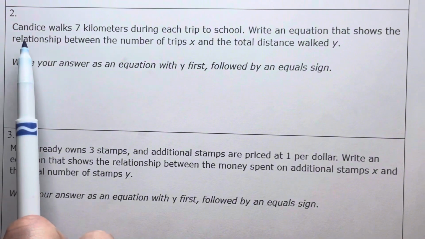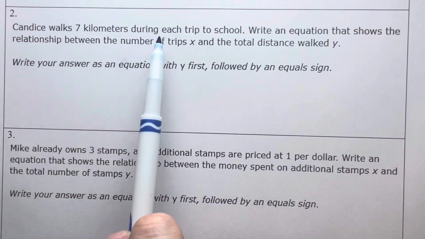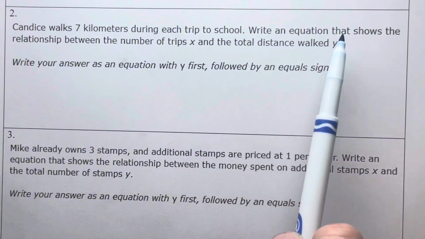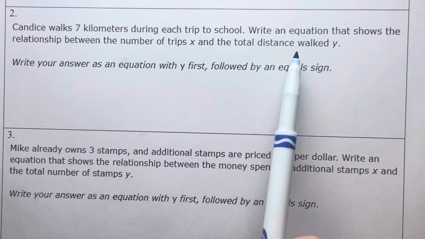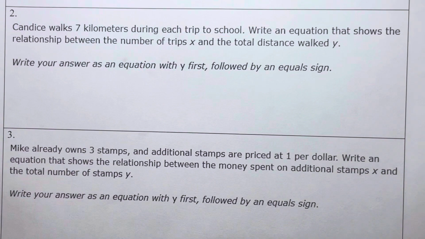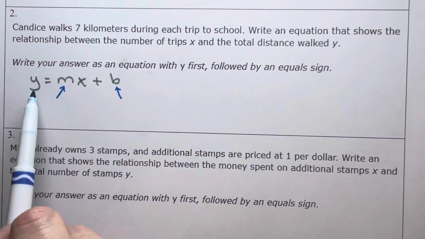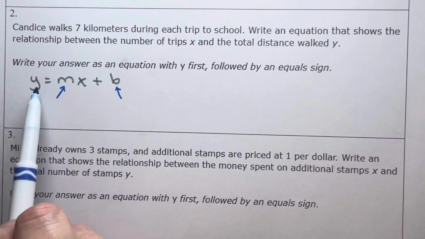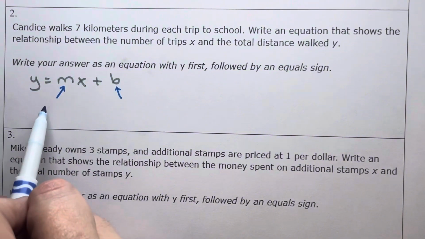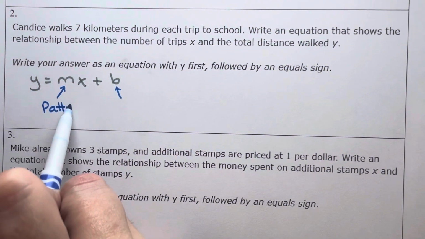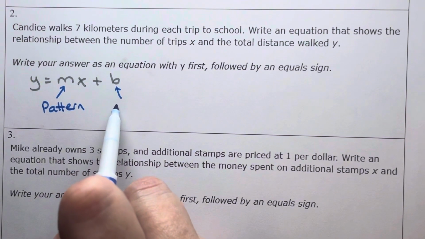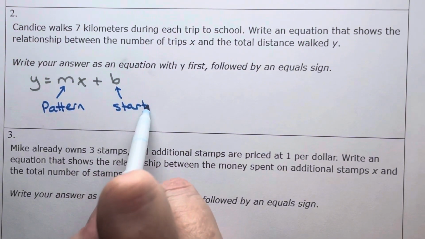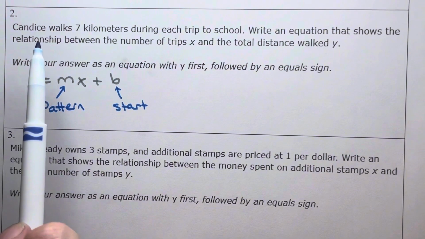Example 2. Candace walks 7 kilometers during each trip to school. Write an equation that shows the relationship between the number of trips x and the total distance that she has walked y. We know that in our slope-intercept form of the equation, y equals mx plus b, that m is the pattern. It happens again and again, while b is something that happened already at the start of this story. Let's go look at our story.